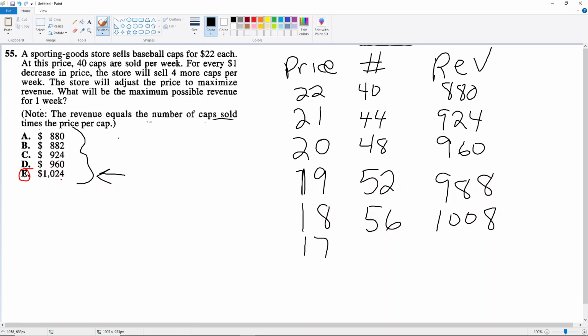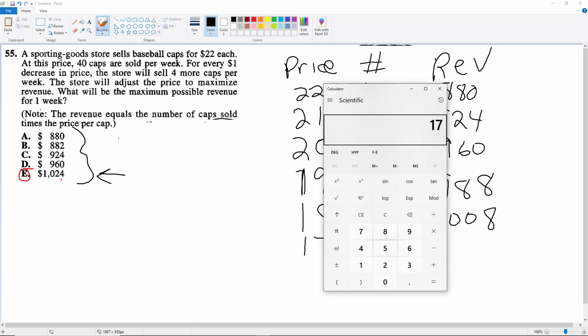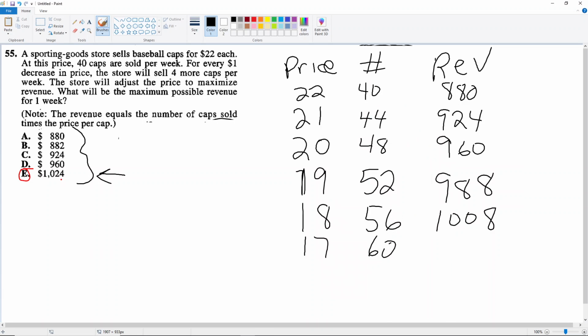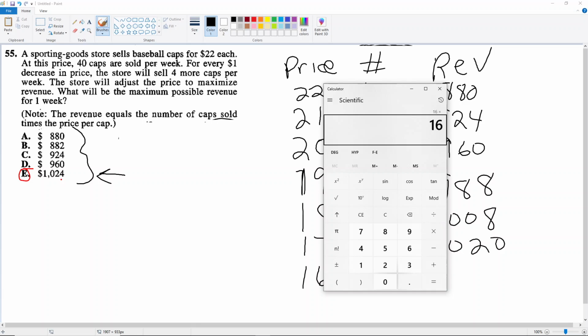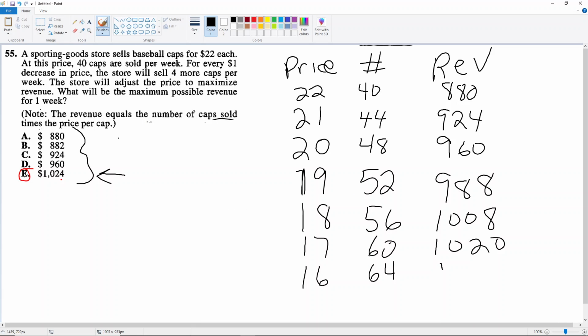At $17, we're going to sell 60. 1,020, still going up. 1,020 isn't even an answer choice. 16 times, it's going to be 64 because we had 4 more. 1,024. Now again, at this point, we'd say, uh-oh, I just found one that equals 1,024. It's the largest answer choice. So I know that's got to be the answer.